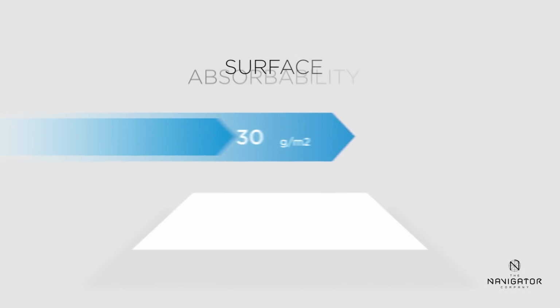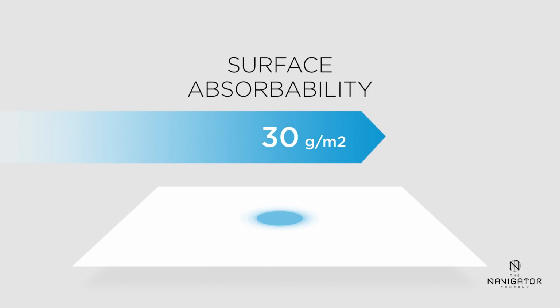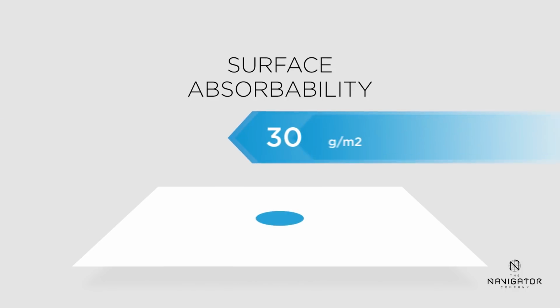On the other hand, paper surface and internal sizing are also important. If the absorbability value is lower than normal, then the ink will spread. If it's too high, then the ink will soak too deeply.